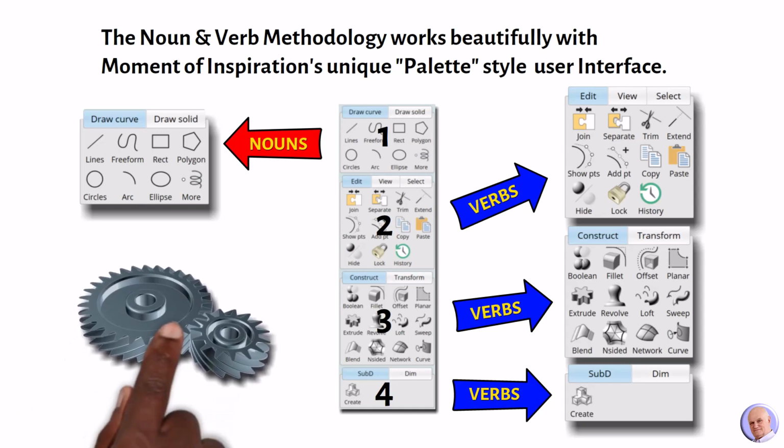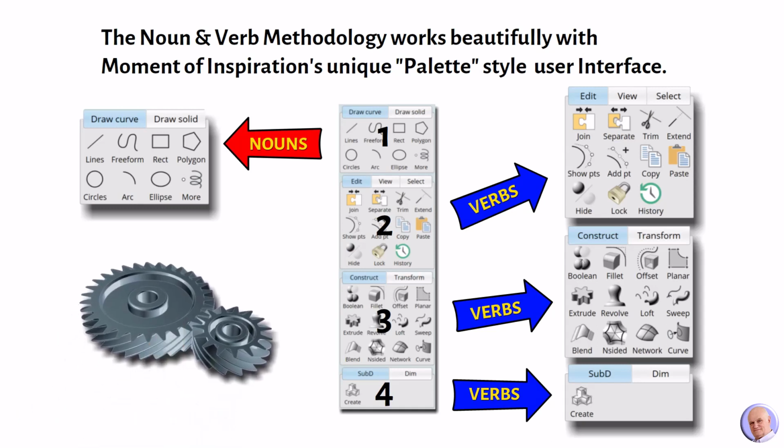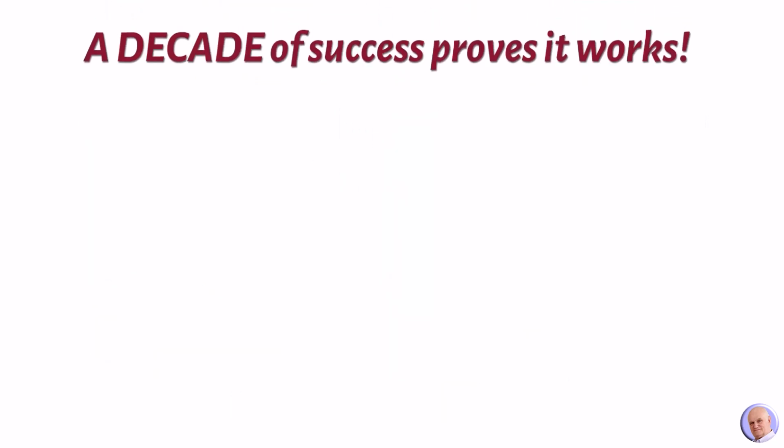The noun-verb palettes make it easy to learn and use the Moment of Inspiration tools to create your own 3D objects like this gear project, introduced in the Polygon Noun lesson. A decade of success proves it works.